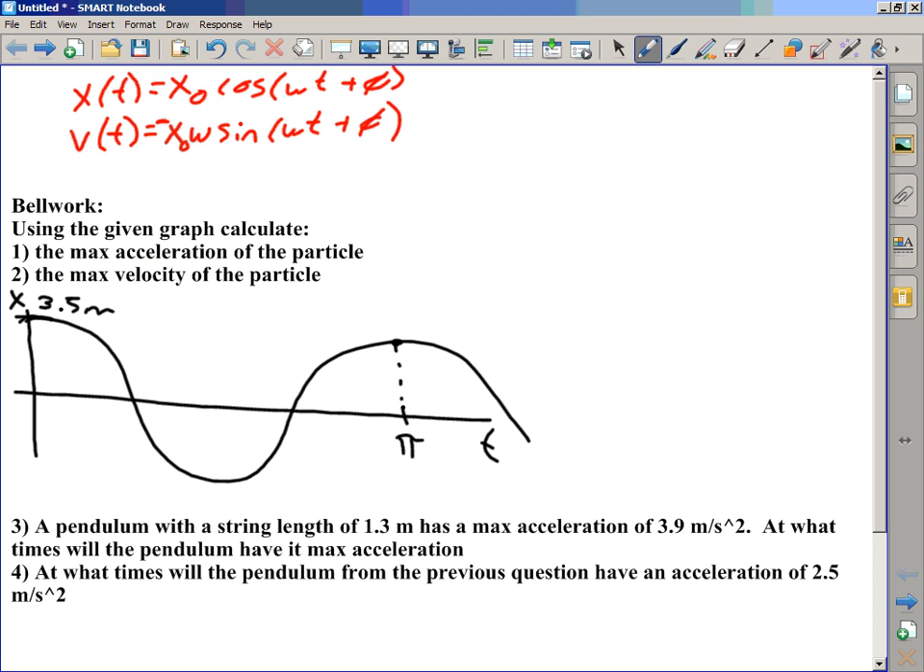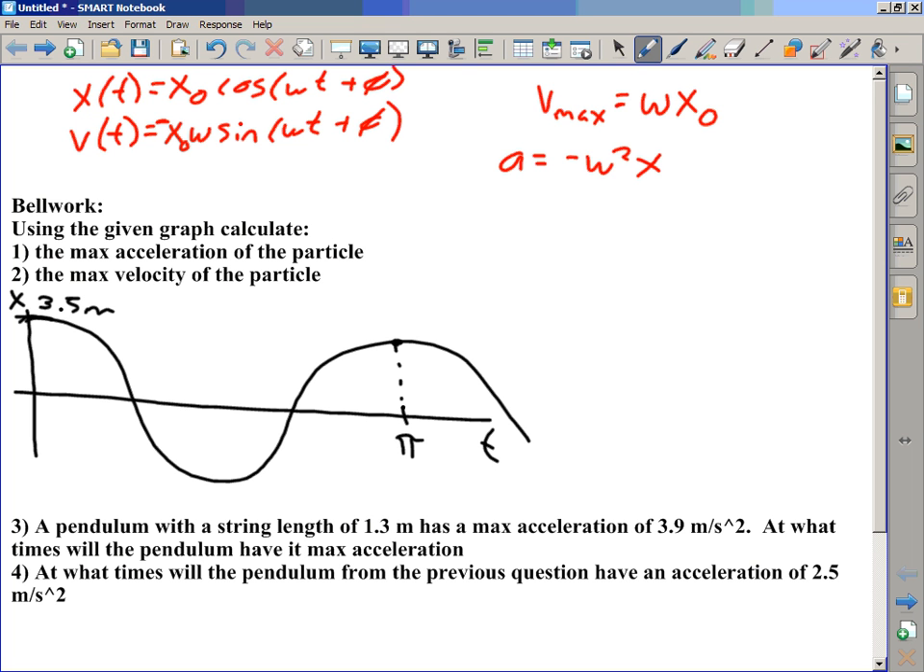Other equations that we have. Vmax. What does maximum velocity equal? Anybody remember that? Omega naught. I know I put omega naught in there, brain fart. Omega times x naught is going to be Vmax. What is acceleration equal to? Good. Negative omega squared x. So there are some equations that we can use here to solve for whatever we want.